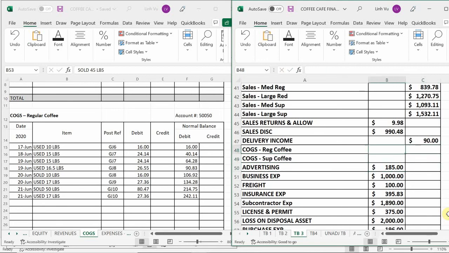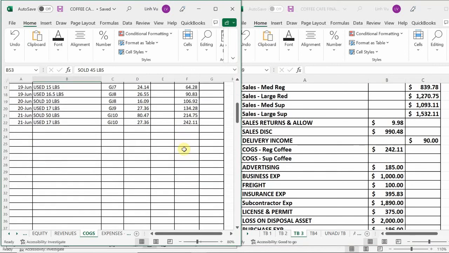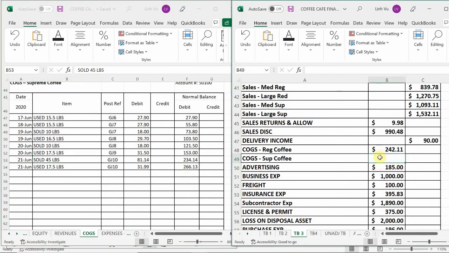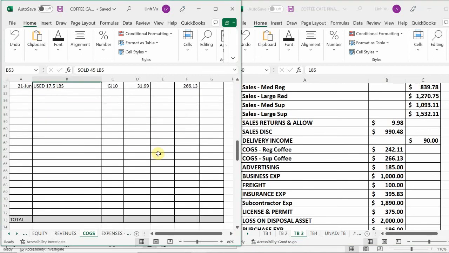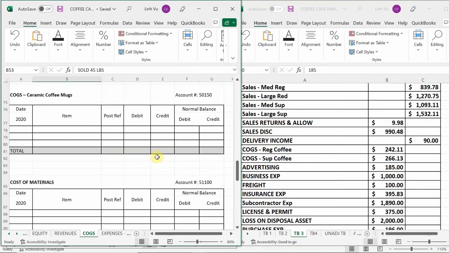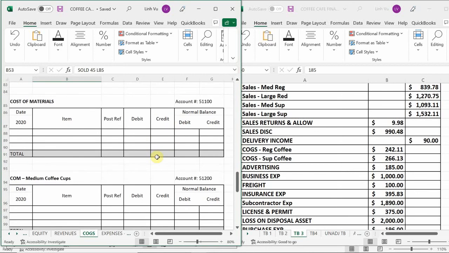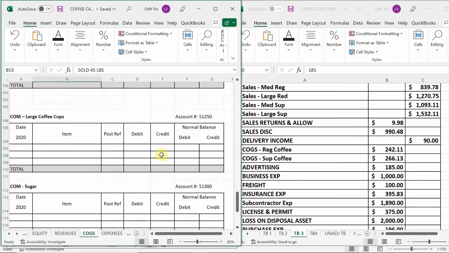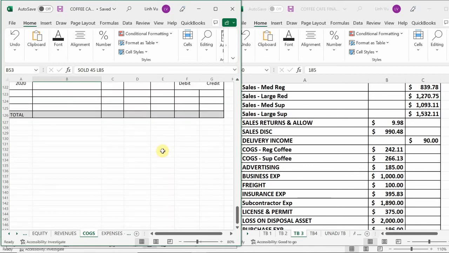Okay. So what's my cost of goods sold for my regular coffee? $242.11. Okay. And for my supreme coffee, $266.13. Okay. And nothing else because we haven't done our cost of goods sold for our mugs yet, and we haven't talked about cost of materials yet. We are going to calculate the usage of all of our coffee cups and the sugar and the creamer, just not yet. It's an adjustment entry, so we don't do that till the end of the accounting period.